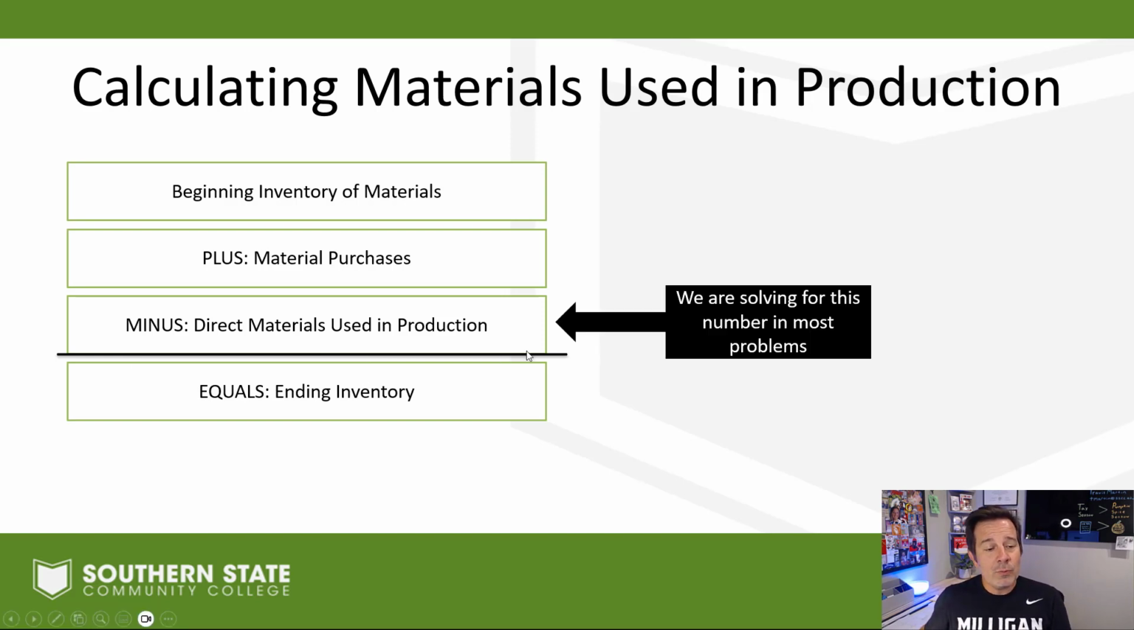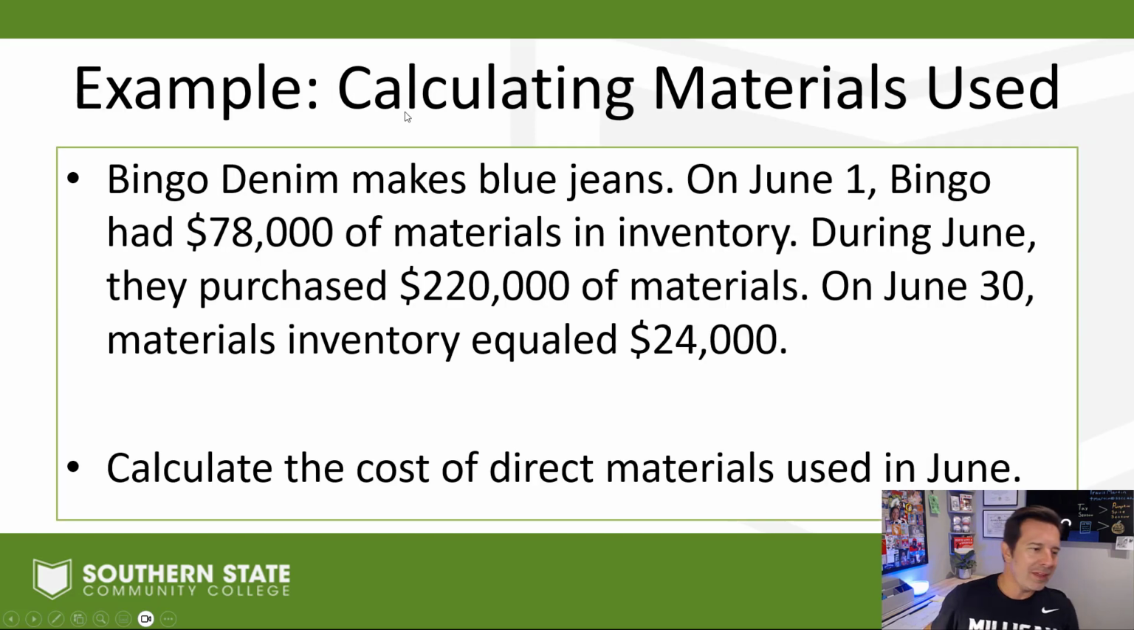Now, we're usually trying to calculate that direct materials used in production. A lot of times in your problems, you'll be given beginning inventory, you'll be given material purchases, and you'll be given ending inventory. You kind of have to subtract out to get that direct materials used in production. What I mean by that is we'd take beginning inventory, we'd add purchases, we'd subtract out ending inventory to back into that number right there. That sounds confusing, doesn't it? Let's put a few numbers to it.